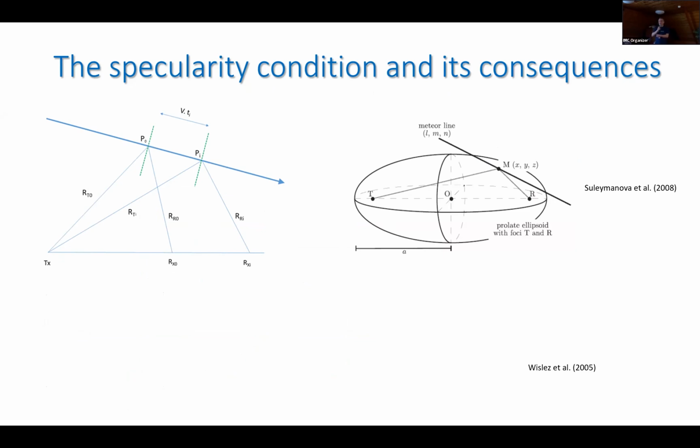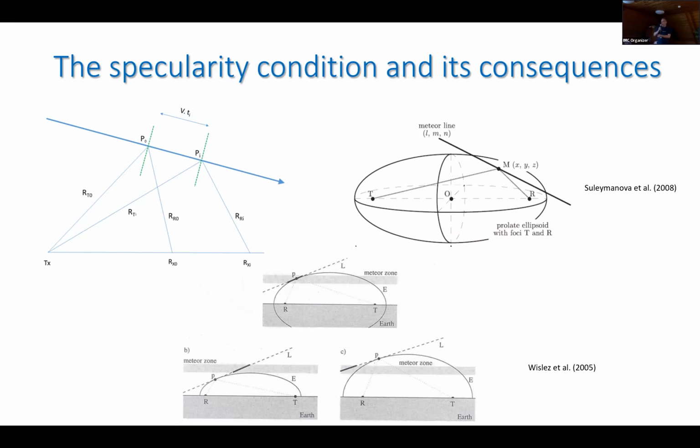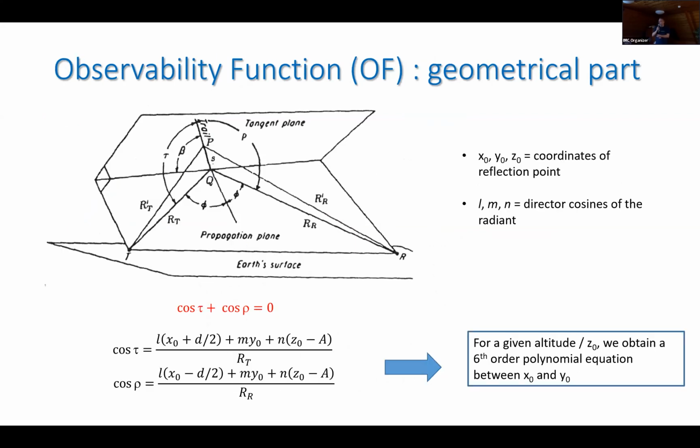And the position of this reflection point, we can mathematically find it as the point on the trajectory that is tangential to an ellipsoid, where the transmitter and receiver are the foci. Now that has an implication, because if this reflection point is too low or too high, so not in the meteor zone, let's say between 85 and 105 kilometers, the station will not detect it. So with one station we are not able to detect all the meteors seen in the surroundings. So the observability function should take that into account.